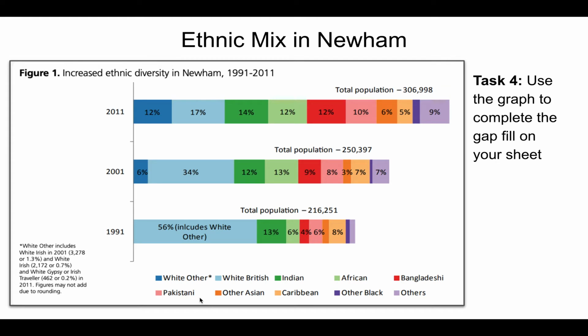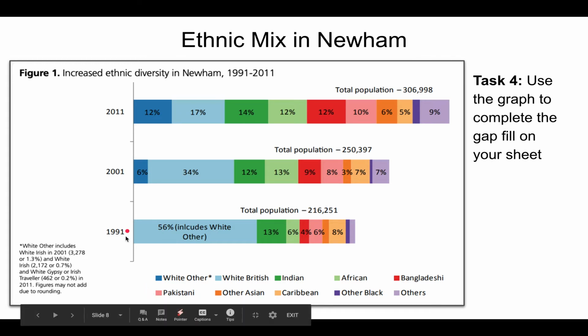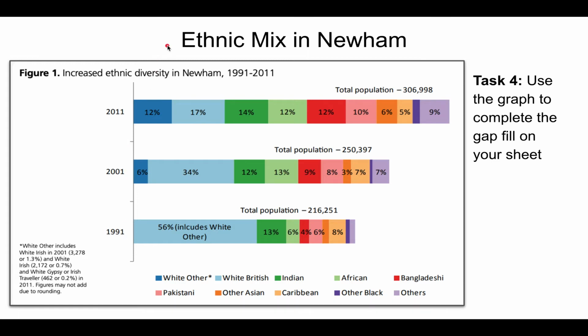So, task 4 then. Task 4 is a gap fill. Now, I know that feels perhaps a little bit silly, but what I want you to do here is use that gap fill to really extract information from this graph, because it's quite a complicated graph. There's quite a few things, so let's start to break that down. On the left here, we notice that we've got 3 different time periods. So this is showing us how the ethnic mix in Newham has changed over time.